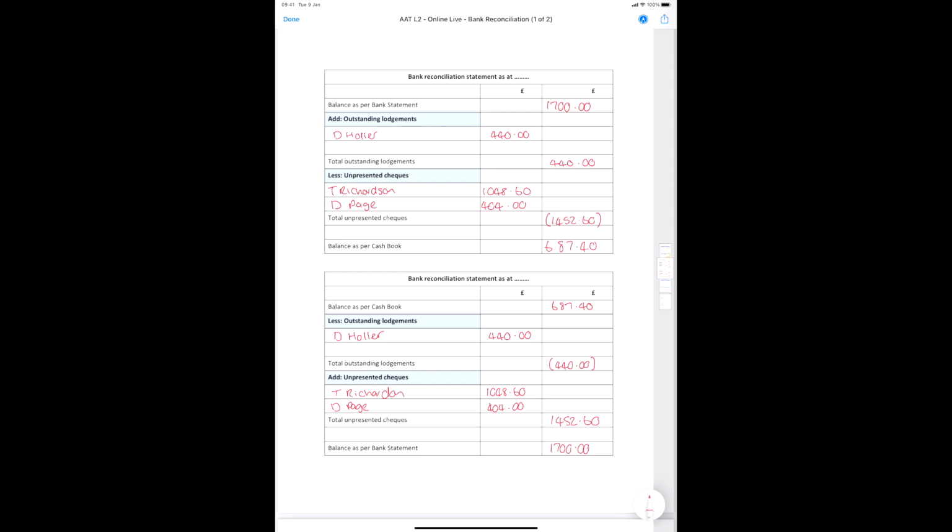Okay. The key thing in this part is look out for your starting point, because that will affect whether you add or deduct your unpresented checks or outstanding lodgements. So look out for the top starting point so you know how to calculate those.